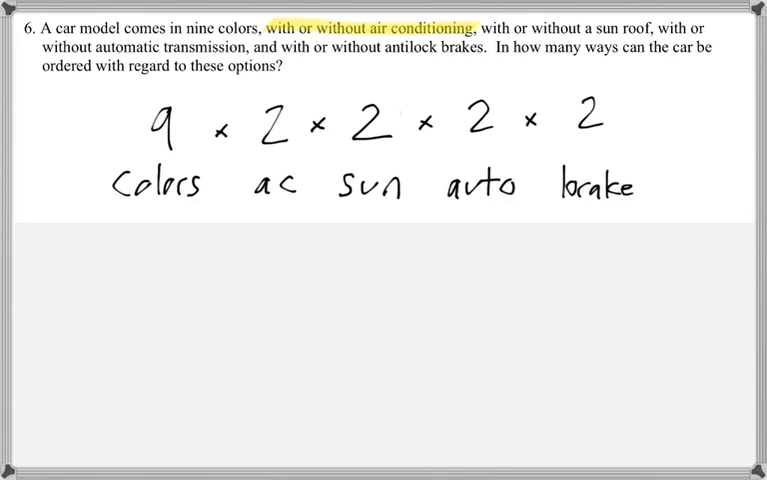So anytime it's a yes or no, a with or without choice, it's always 2. So 9 times 2 times 2 times 2 times 2 is 144.